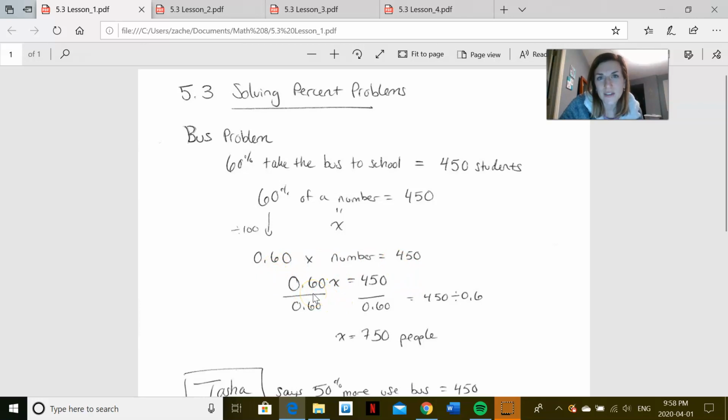So to get x all by itself on one side of the equation, we have to do the opposite operation to both sides. In this case, we're multiplying, 0.6 times x. So the opposite of multiplying is dividing. So we're going to divide both sides by 0.6. When we divide these two, they cancel each other out because any number divided by itself is 1. And then on this side, we'd go 450 divided by 0.6, as you can see here. So it's actually equal to 750 people total.